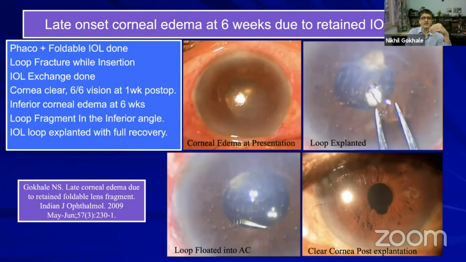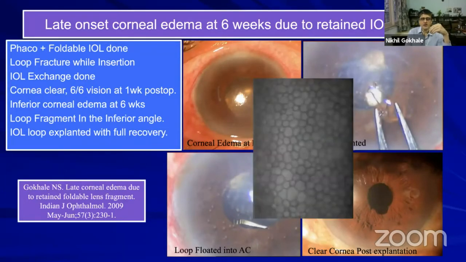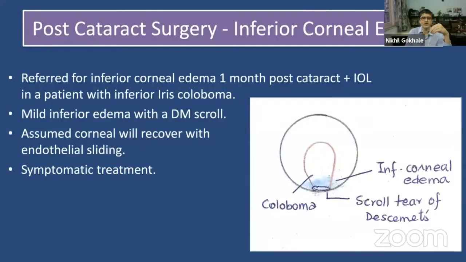Similarly, this patient had an intraocular lens fragment, a loop fragment, which was left behind following an IOL exchange. And we floated the fragment out and the patient recovered with a clear cornea because we intervened early. However, if you wait, you are going to get failure.